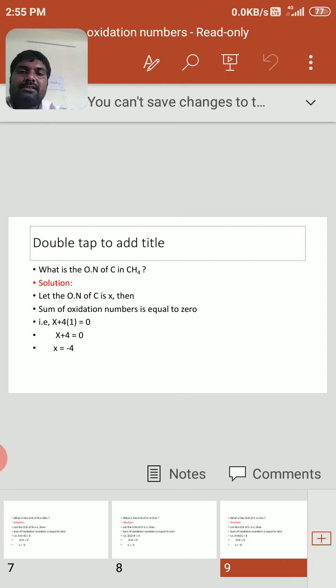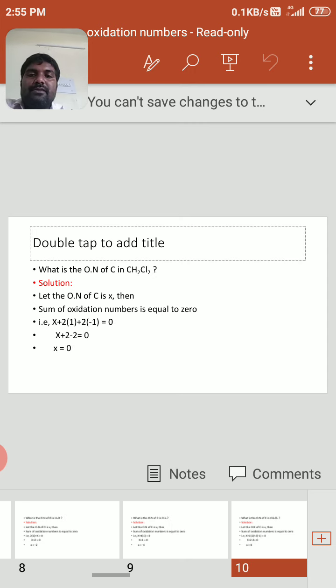Next problem: what is the oxidation number of carbon in CH4? Same here. The unknown element is carbon, x, and the common oxidation number of hydrogen is +1. So x + 4 × 1 = 0, x + 4 = 0, x = -4.